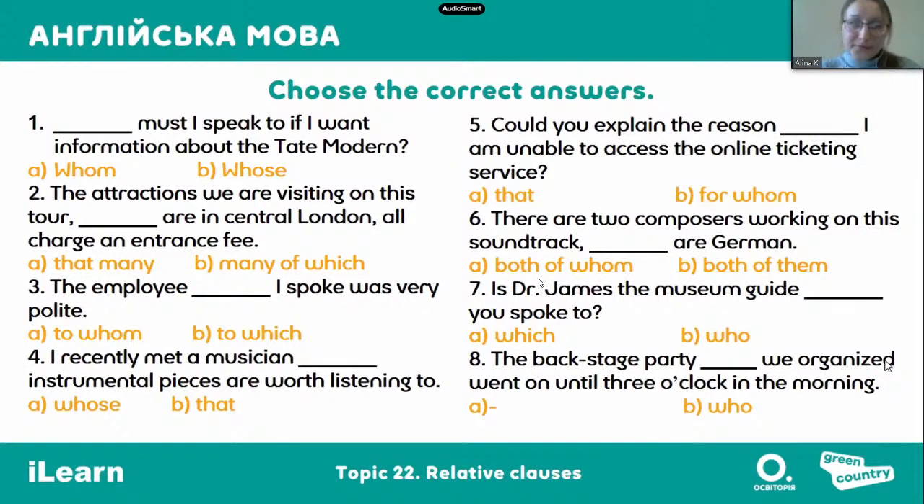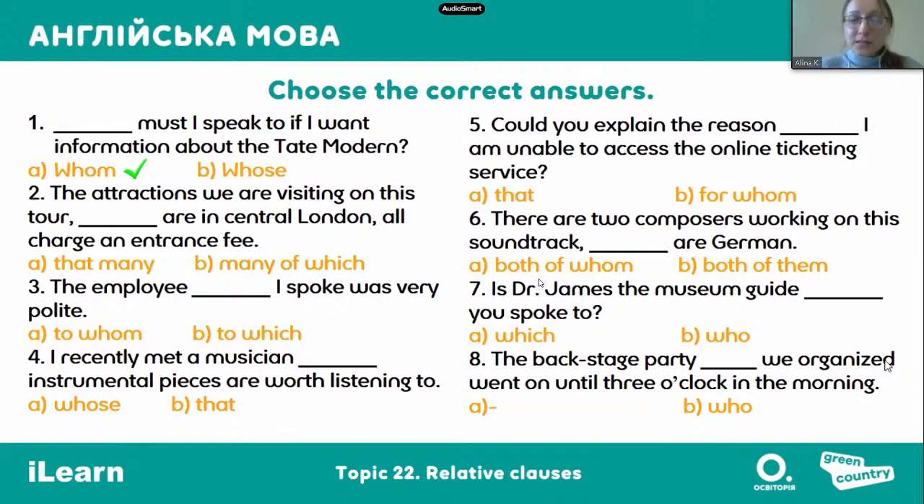So let's practice a little bit. Let's look at number 1. Gap, must I speak to if I want information about the Tate Modern? So whom or whose? Gap, must I talk to if I want information? That's right. A, whom. Yes? Whom must I talk to? Or who. In the first example, we can also say who, if we had such an answer option.